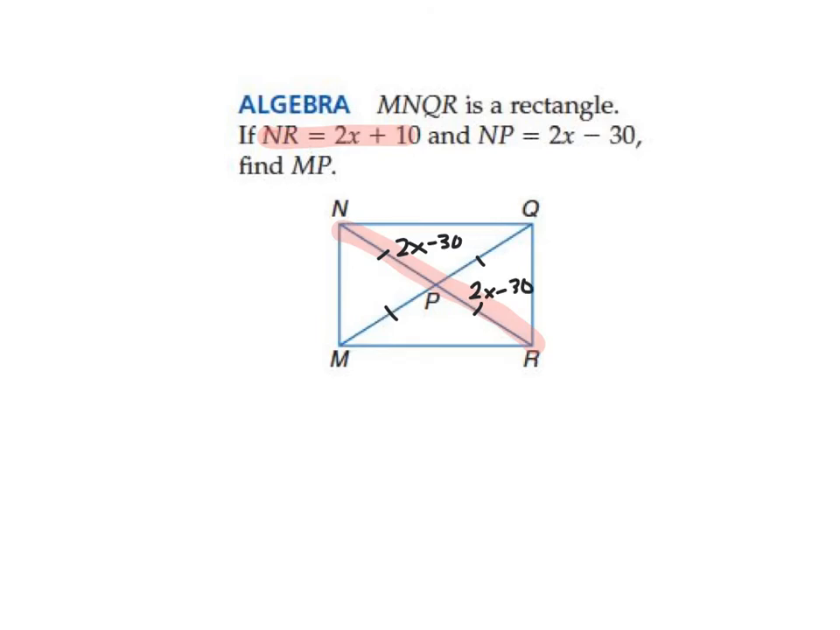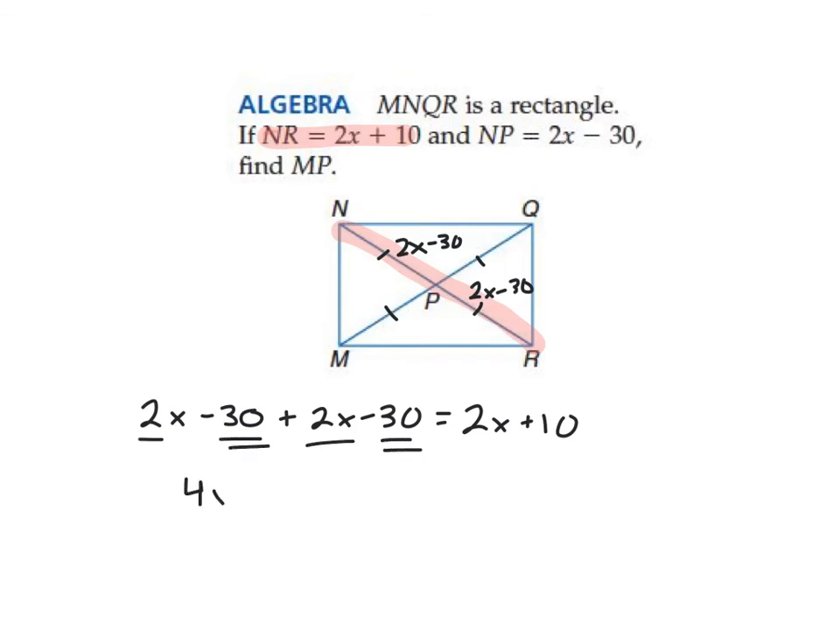Now, we know that the full diagonal is 2x plus 10, so we can create an equation to solve for x by saying 2x minus 30 plus 2x minus 30 equals 2x plus 10. We're essentially doing small part plus small part equals big part. So let's combine like terms. 4x minus 60 equals 2x plus 10.